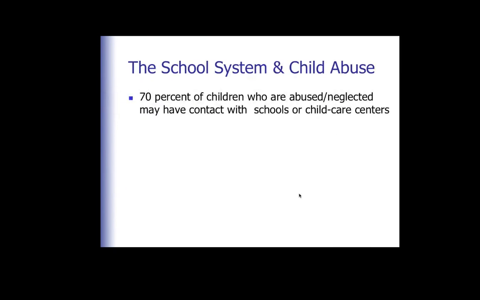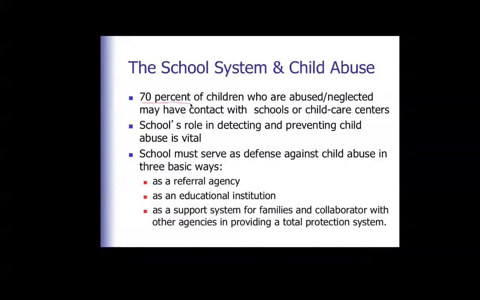School system have contact, 70%, which is, like I said, I would have thought higher than that, but I suppose the ones that don't attend, that's vital. The school must serve as a defense against child abuse in 3 ways: the referral agency, educational institution, support system for families, and collaborate with other agencies.